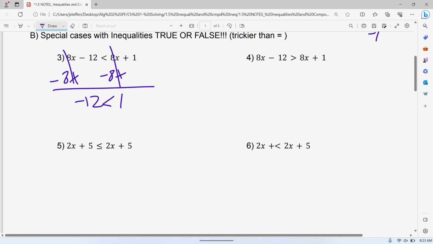An equal sign, it's always easy. If the numbers are the same, it's true. If the numbers are different, it's false. But with this one, you have to think a little harder than that because it's an inequality.